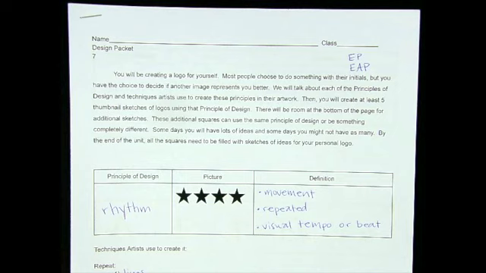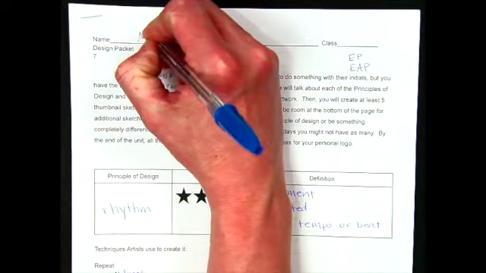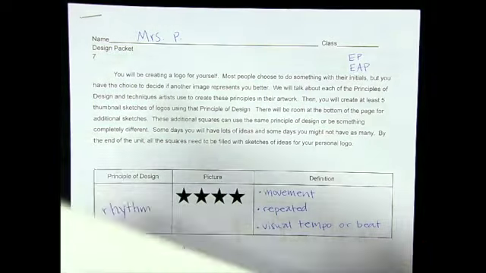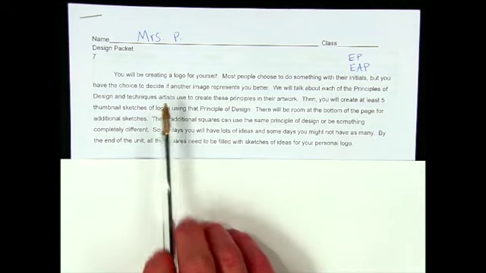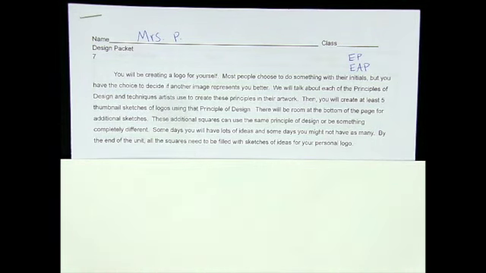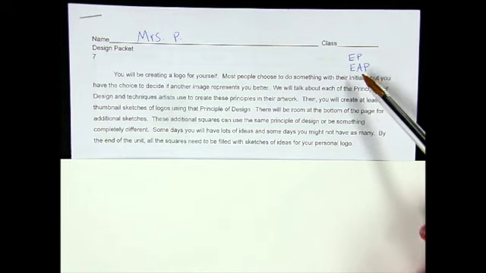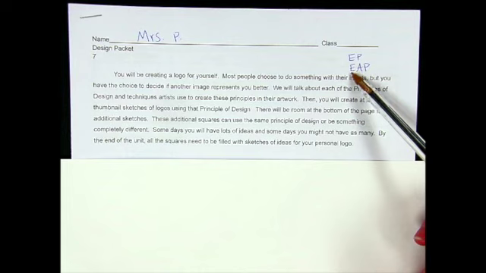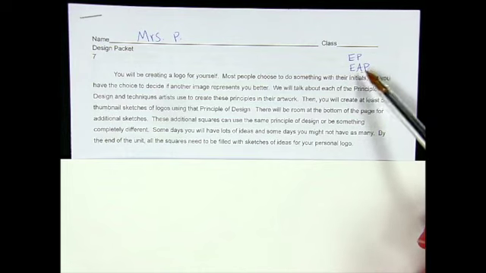Then let's read the directions together. It says, you will be creating a logo for yourself. Most people choose to do something with their initials. So I'd like you to write your initials right now. Mine are EAP because my first name starts with E, my middle name starts with A, and my last name starts with P. Or you can just do your first and last name. So please put both of those right there.